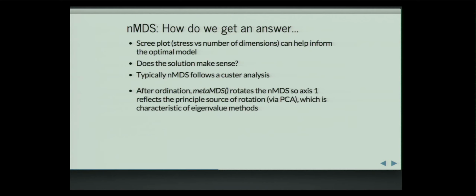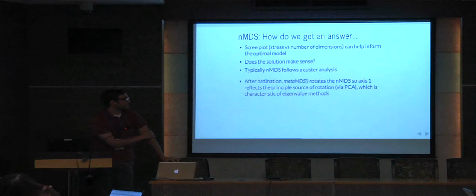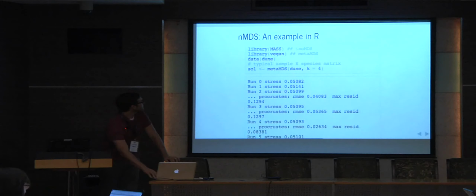Right, and so one of the R packages that is commonly used for non-metric multidimensional scaling is called metaMDS, and it actually has a little bit of a function where it assigns the axes in a similar way to a PCA. So you can actually look at axis number 1 as the one that explains the most variance. So here's a quick example in R.